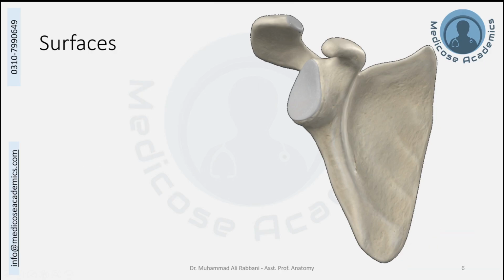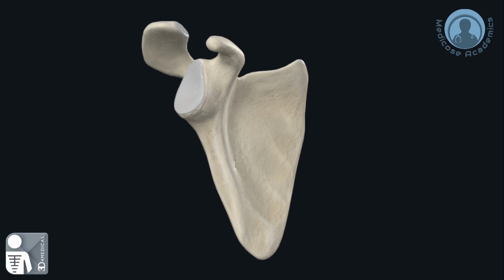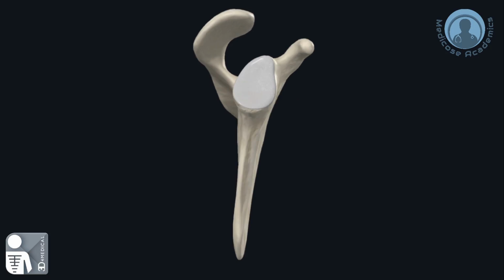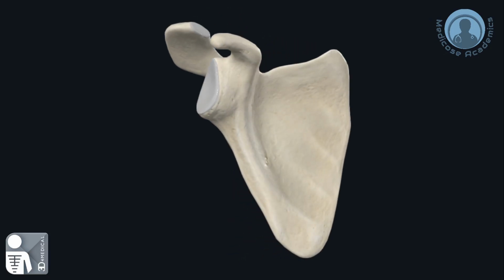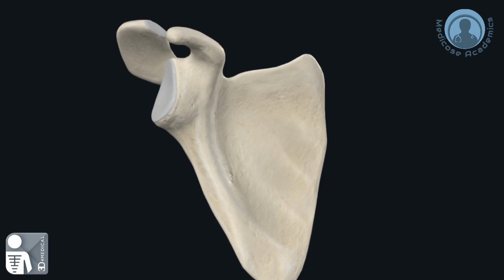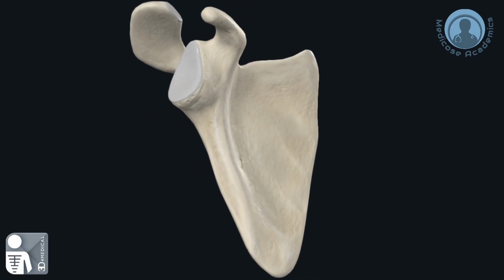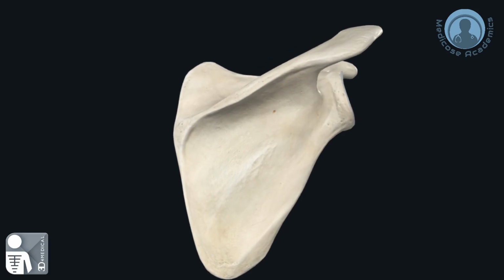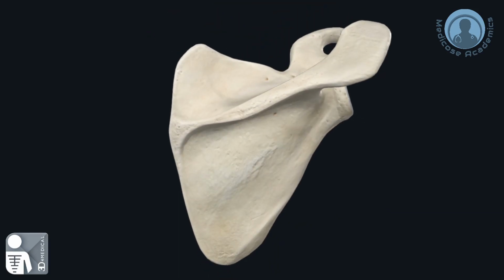Let's talk about the bony features, starting with the surfaces. There are two surfaces, ventral and the dorsal surface. The ventral surface is concave. You can see it's a little empty on this side. It is concave, and in the anatomical position, as you can see, it is directed a little medially and anteriorly. And on the back side there is the dorsal surface with the spine of scapula.